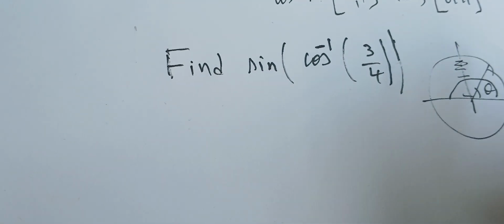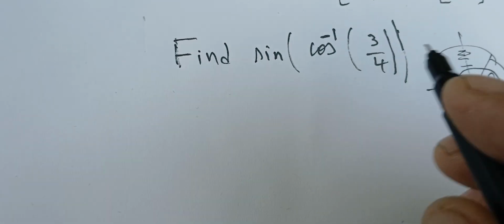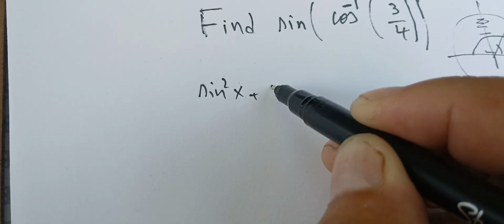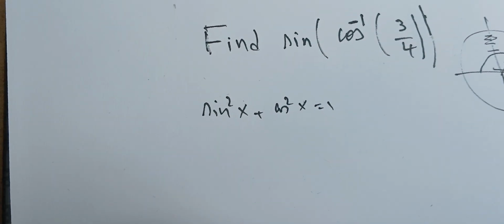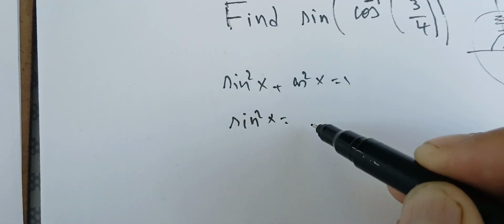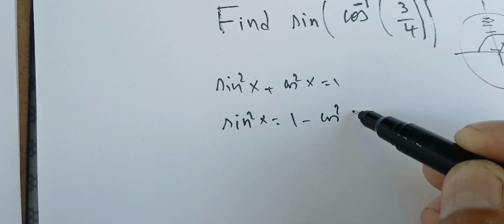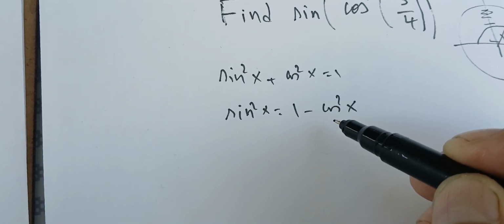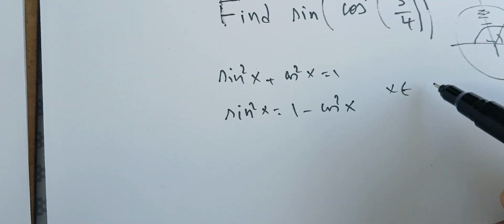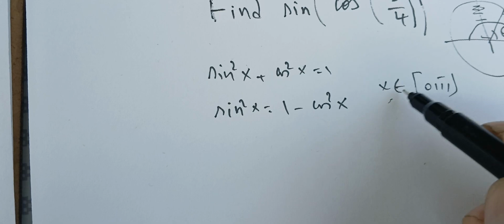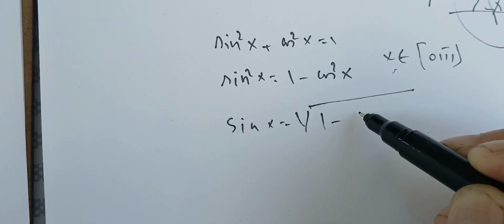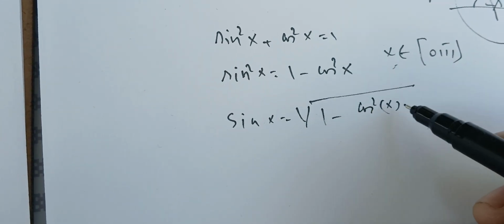So here we can use the Pythagorean theorem for the unit circle, and we can solve for the sine here. It's going to be 1 minus cosine squared x. And since x is in [0, pi], we have the sine of x is the square root of 1 minus cosine squared of x.